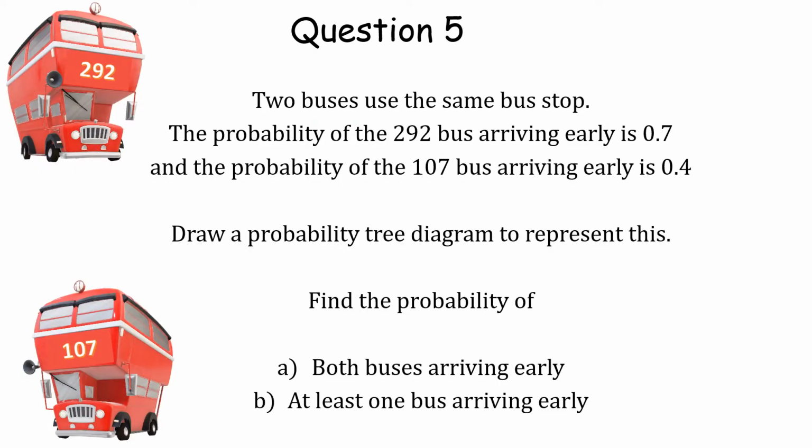Question 5. 2 buses use the same bus stop. The probability of the 292 bus arriving early is 0.7 and the probability of the 107 bus arriving early is 0.4. Draw a probability tree diagram to represent this. Find the probability of both buses arriving early and find the probability of at least one bus arriving early.